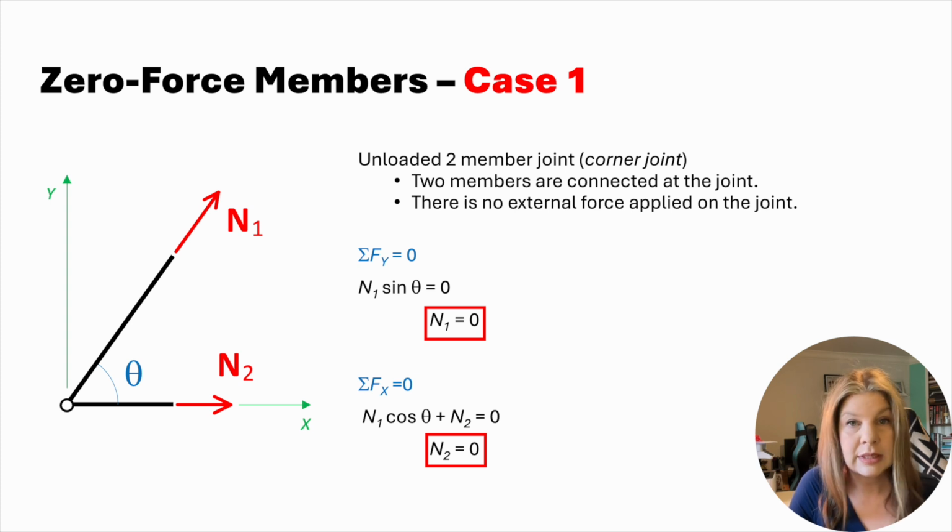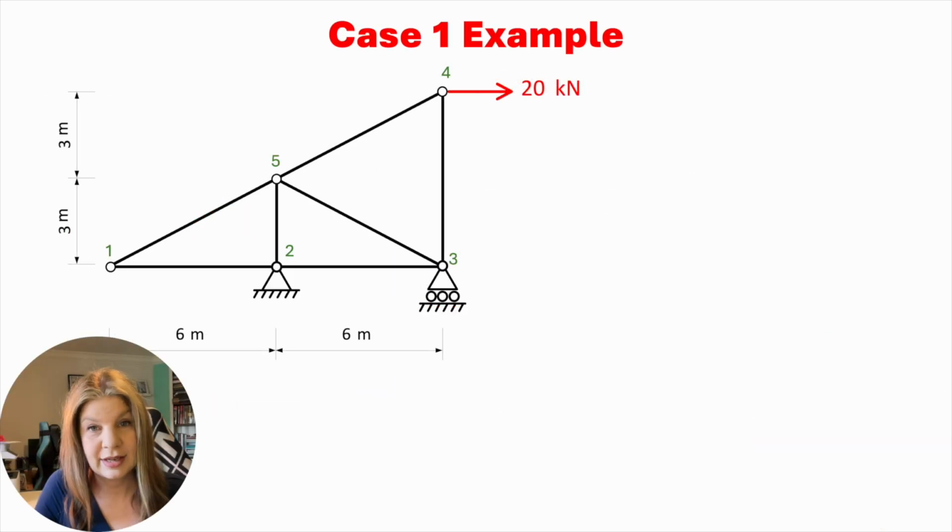Now you can probably see that this comes out when I do the method of joints, so I can see immediately that everything equals 0. However, if I identify these in advance, it'll save me a lot of work when I go through the method of joints. Let's have a look at an example.